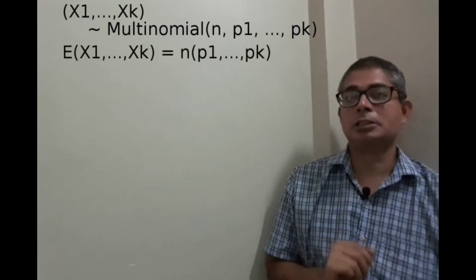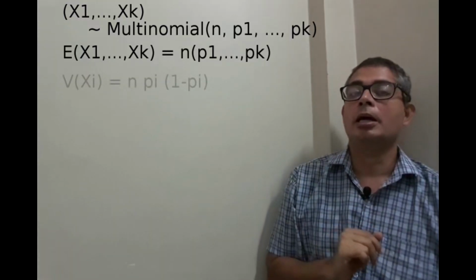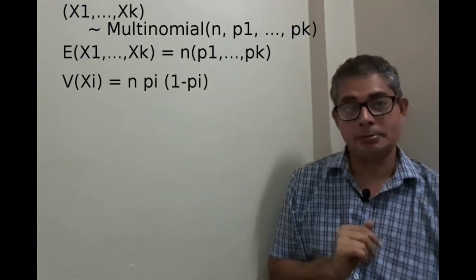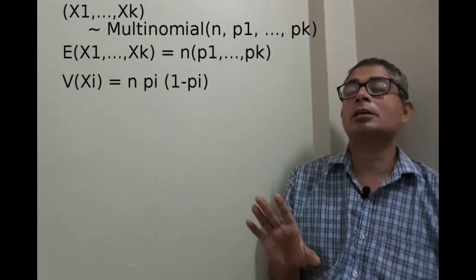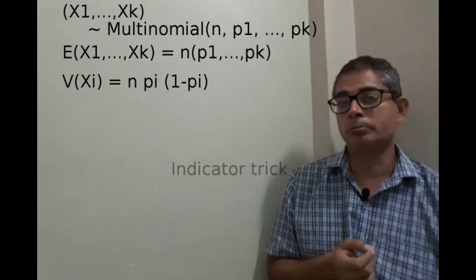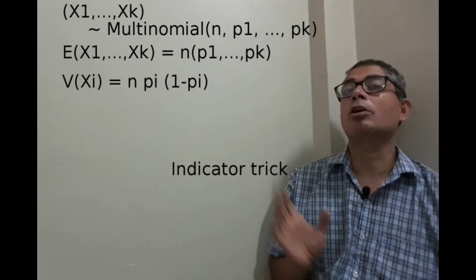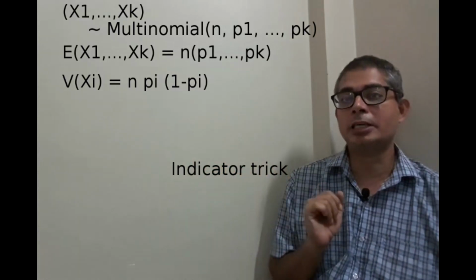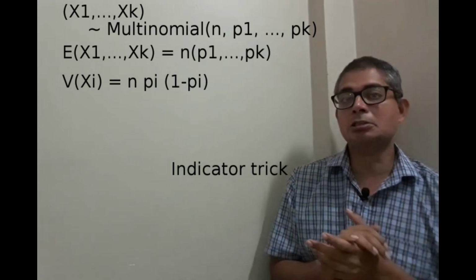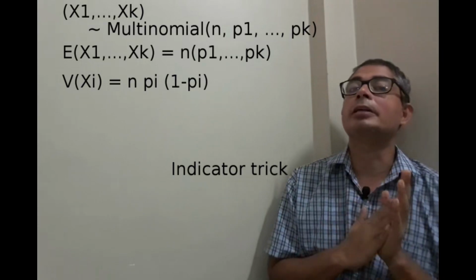Finally, the expectation of X1 to Xk is n times p1 to pk, and the variances are n times pi times 1 minus pi. As before, you may either use univariate binomial results for these, or you may prove them by the indicator trick. And you can derive an expression for the covariance of Xi and Xj also using the same trick. The expression for covariance, by the way, is much simpler for multinomial than for multivariate hypergeometric.